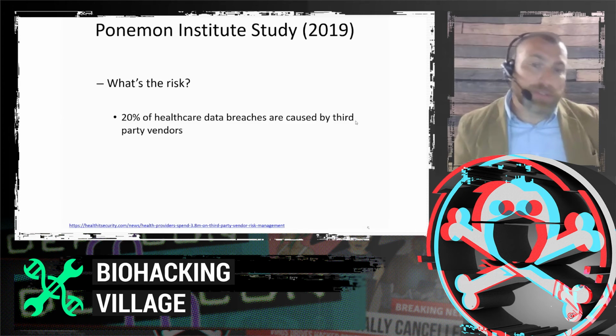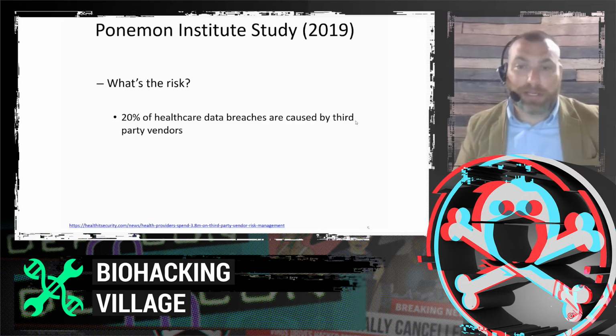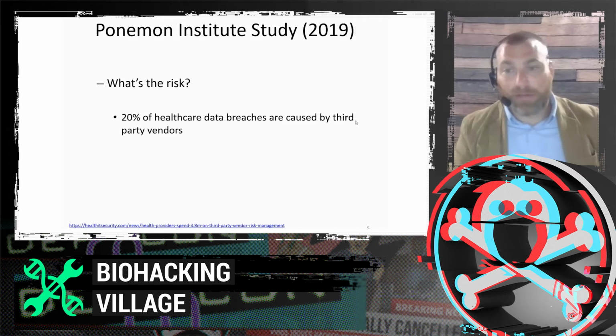Why are we doing this? What is the risk? About 20% of healthcare data breaches are caused by third-party vendors, either by the vendor or somehow associated to that vendor.